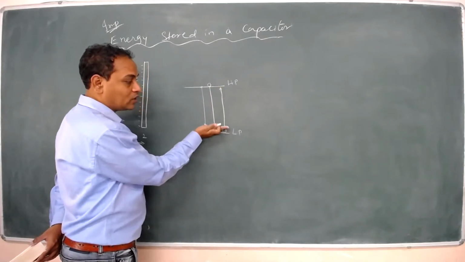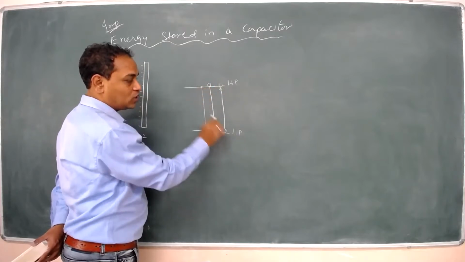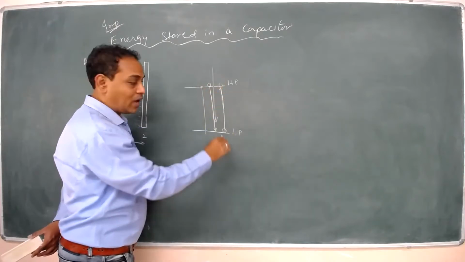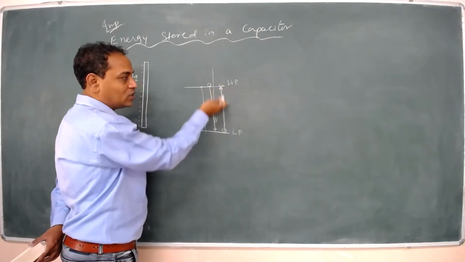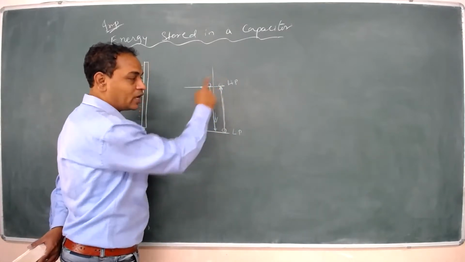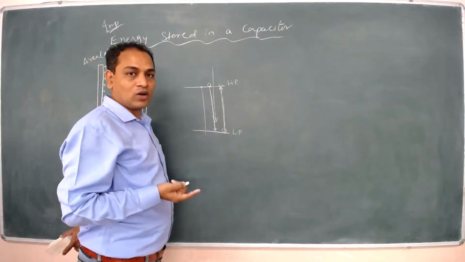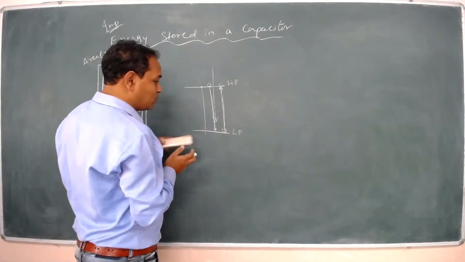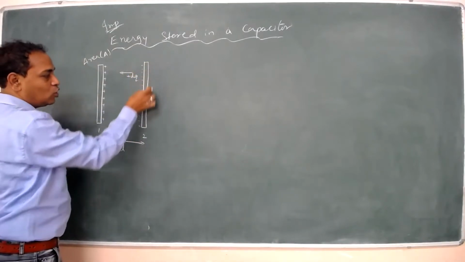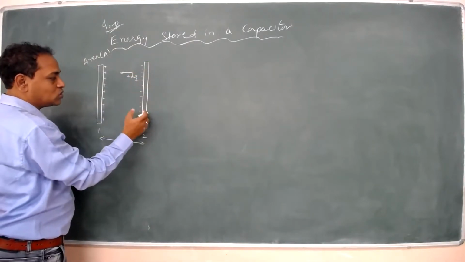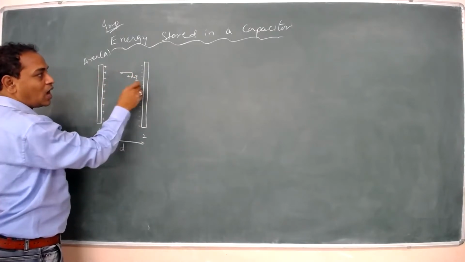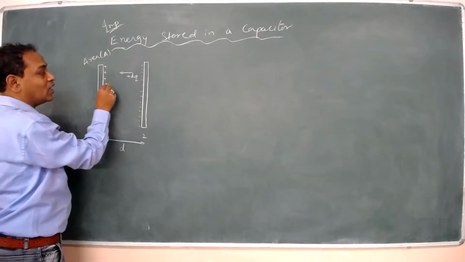That means I have to lift the body up. So against gravity, I have to do some work in lifting this body. That means if any body moves from lower potential to higher potential, we have to do some work. Otherwise, it won't move. In a similar manner here also, this is of a lower potential. To move this positive charge from lower potential to higher potential, I have to do some work against this electric field.